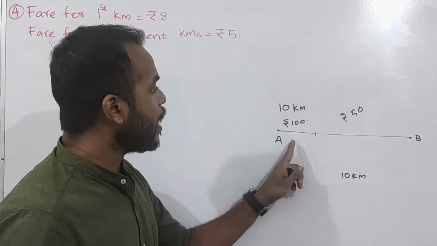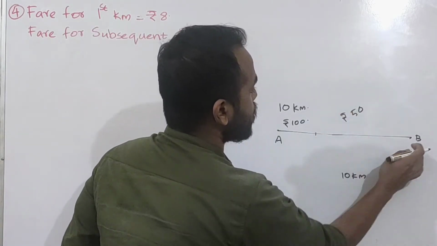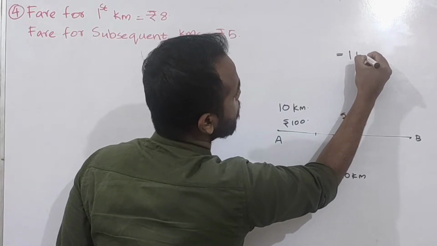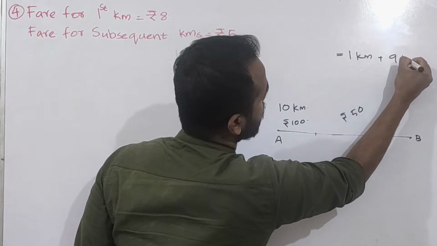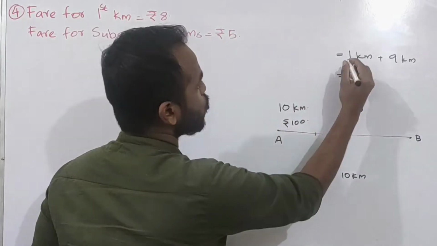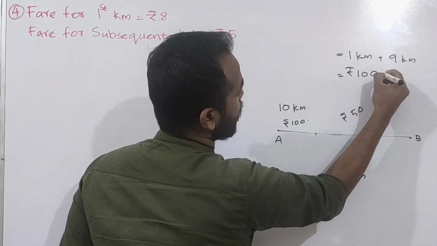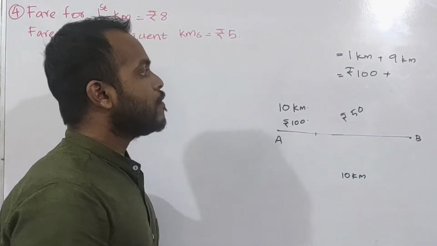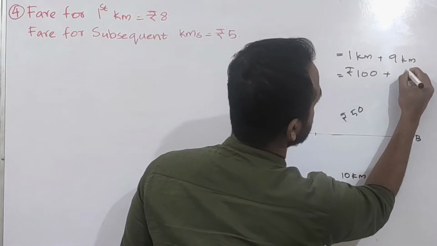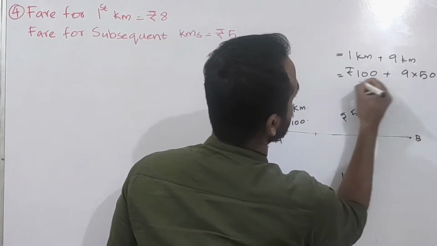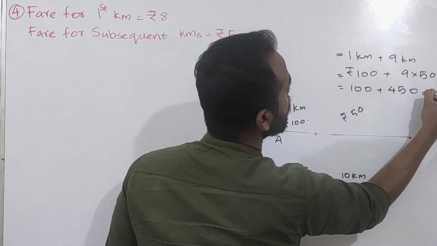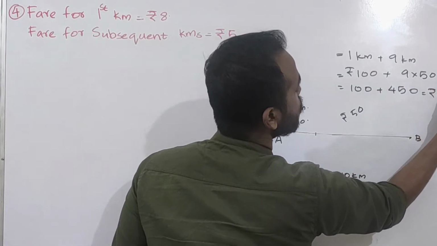The total fare will be, for the first kilometer, or this total distance can be split as 1 kilometer plus 9 kilometers, right? For 1 kilometer, how much rupees? It is rupees 100. Then for 9 kilometers, what is the charge? Per kilometer it is rupees 50. That is 9 into 50. So it will be 100 plus 450, or rupees 550.